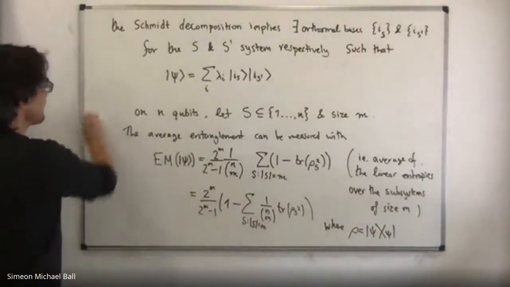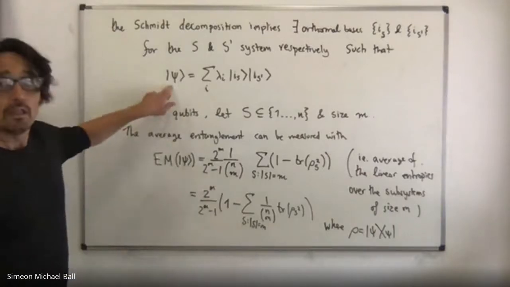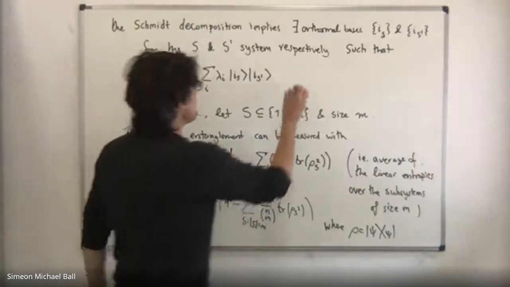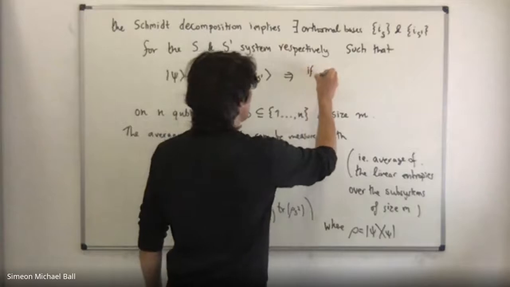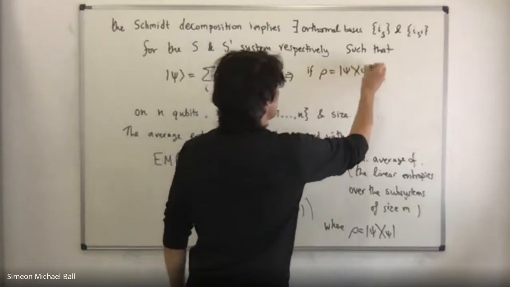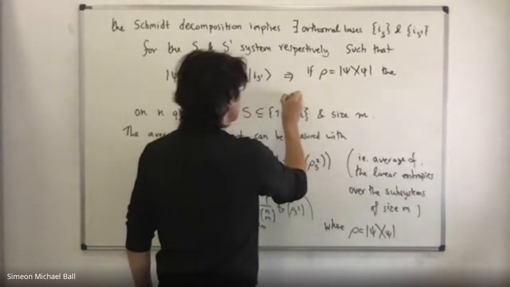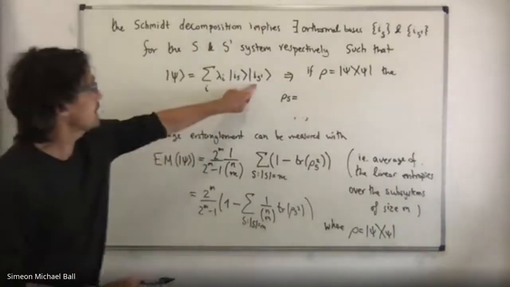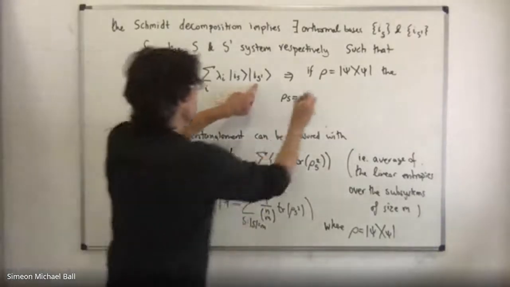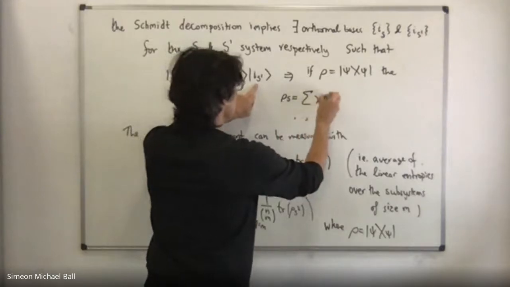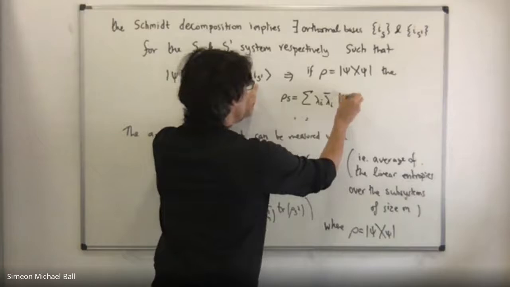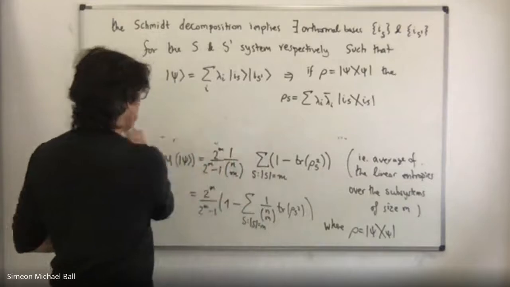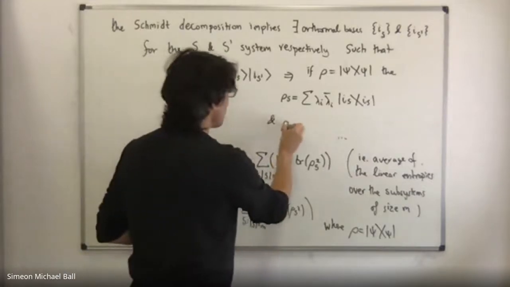Right, so we can use this. We proved this implies that if we have rho equal to the Schmidt decomposition, then rho S, the reduced density operator on the S system, where we trace out the S prime system, is the sum of lambda_i |i><i|_S, and likewise on the S prime system.